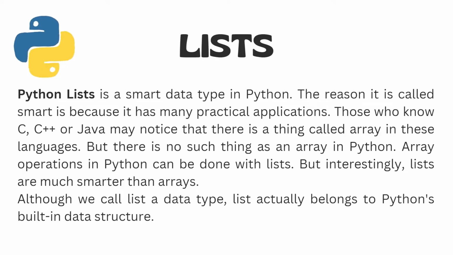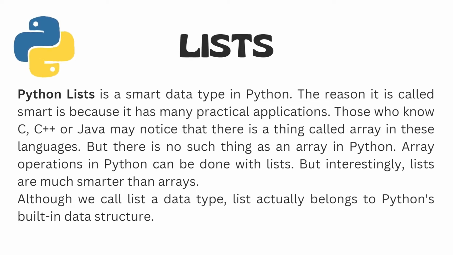But in Python there is no array. And also in an array you just store one kind of data type. But in a Python list you can store mixed types of data. It can be integer, it can be float, or it can be double, or it can be string. So that's why a Python list is smarter than other programming languages. Although we call list a data type, list actually belongs to the Python built-in data structures.